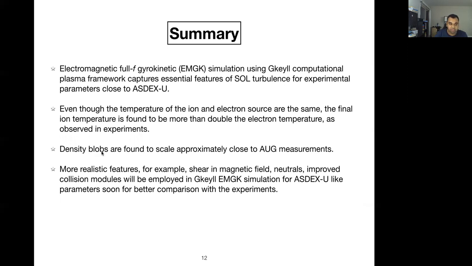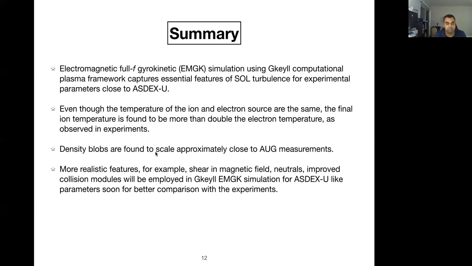We measured the density blobs, and we track the density blobs with time, identify the blobs, and then we track them, measure their velocity and all other statistical quantities. And we have found that roughly the quantities are close to the ASDEX Upgrade measurements.